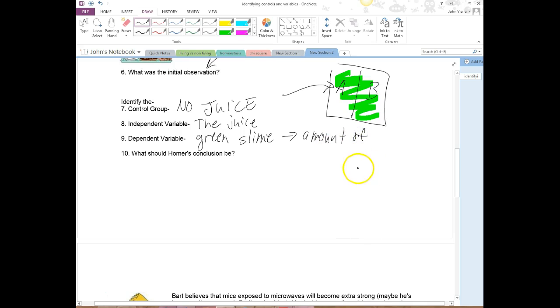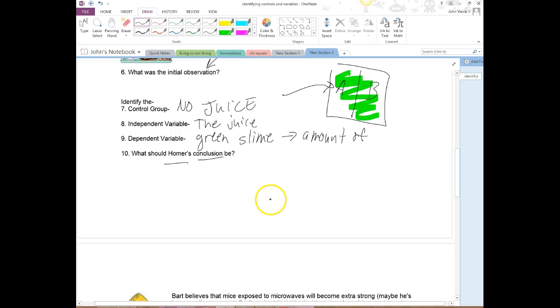I can measure that in many different ways. I can take pictures, I can take videos, I can scrape it off and weigh it by mass. I can shine light through it and have a sensor on the other side of the door and see if the amount of light that is going through the slime is increasing over time. There are many ways to collect that data, either qualitatively in pictures or video, or quantitatively in some sort of number form.